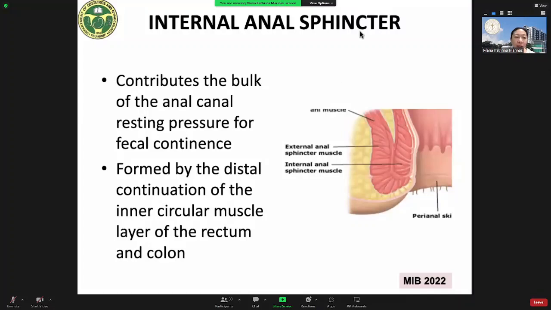The internal anal sphincter contributes the bulk of the anal canal resting pressure for fecal continence. This is formed by the distal continuation of the inner circular muscle layer of the rectum and colon. So it is also important to know the internal anal sphincter and the external anal sphincter, as these may be lacerated during vaginal birth or childbirth.